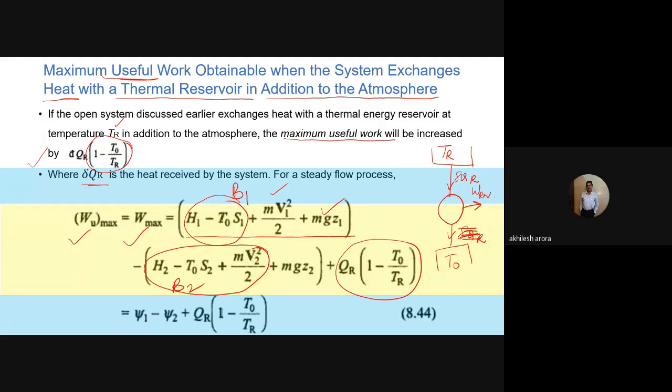So what is this xi1 minus xi2, and what is xi? Xi is nothing but this whole quantity. So xi1 minus xi2 plus Qr into 1 minus T naught over Tr. This term gets added to the system. This is nothing but the reversible work which we get from a reversible heat engine when it is operating between the reservoir temperature Tr and the atmosphere at temperature T naught.